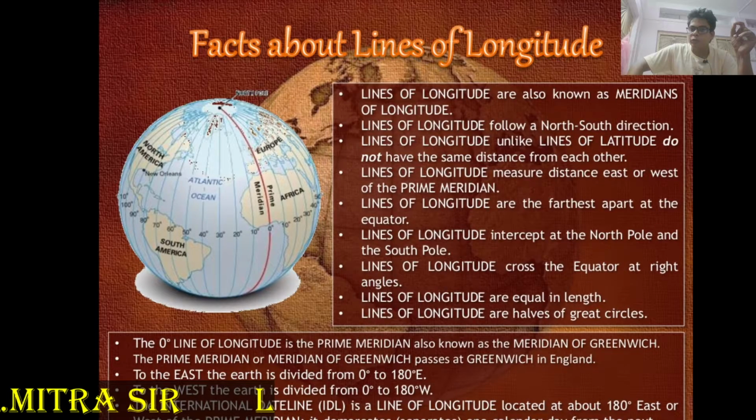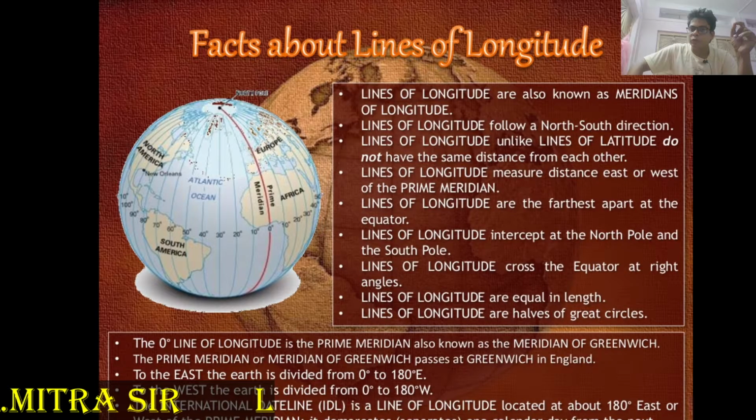Unlike lines of latitude, lines of longitude do not have the same distance from each other. The distance between degrees of longitude differs. A line of longitude measures distance from east to west. Latitudes measure distance from north to south, but longitudes measure distance from east to west, meaning whether a country is located in the eastern hemisphere or the western hemisphere.